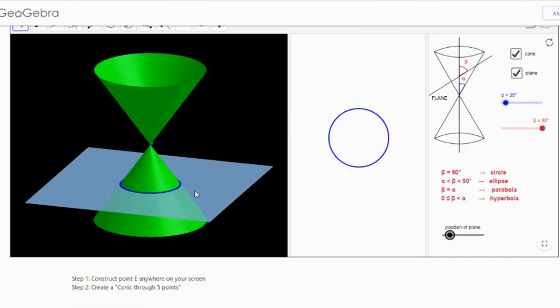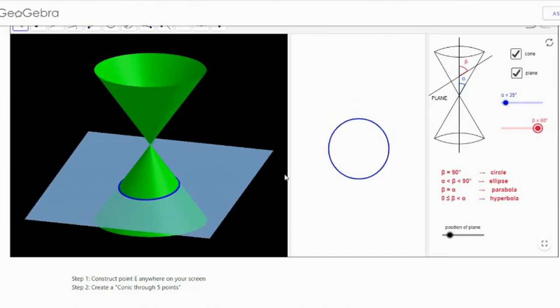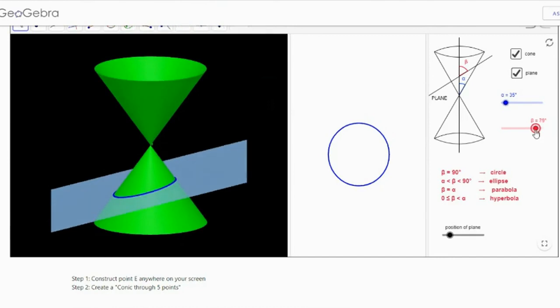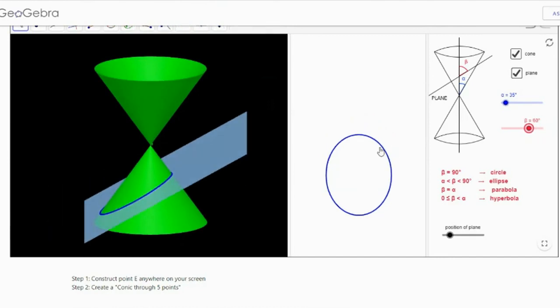But as you tilt that plane, so let's tilt the plane. Let's kind of turn it sideways. We can see how it's tilting. It becomes more of an oval. You see, that's an oval. Mathematically, we call that an ellipse, but it's an oval. So anytime that the plane is 90 degrees, it makes a circle. If it's between a number and 90, which means less than 90, it's going to make an ellipse.